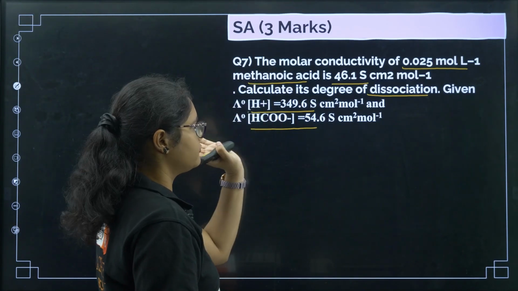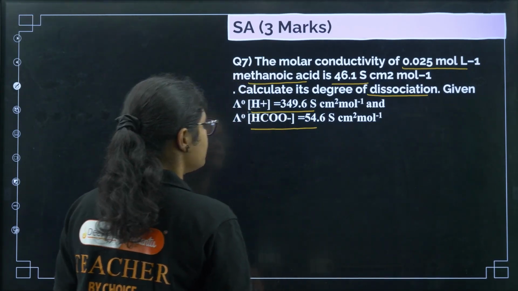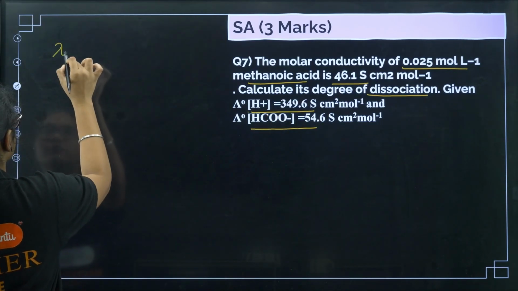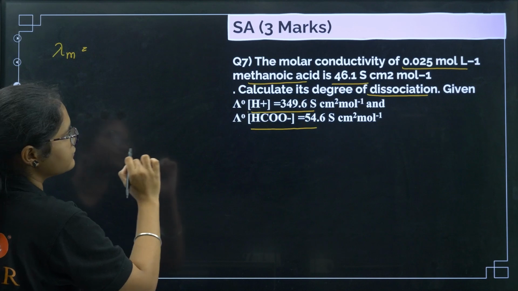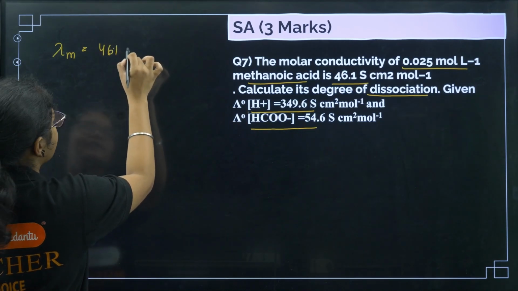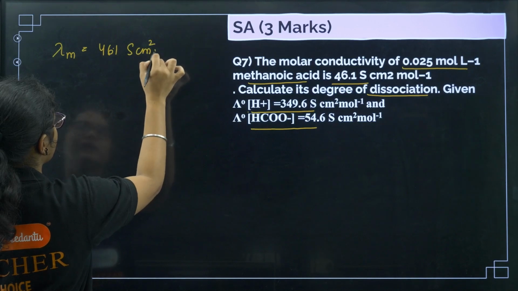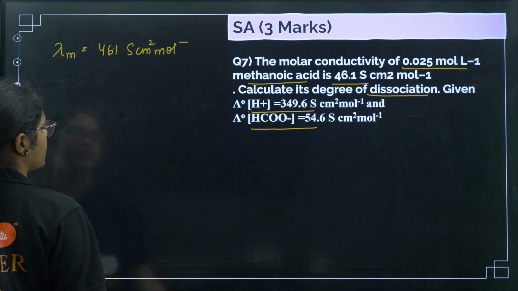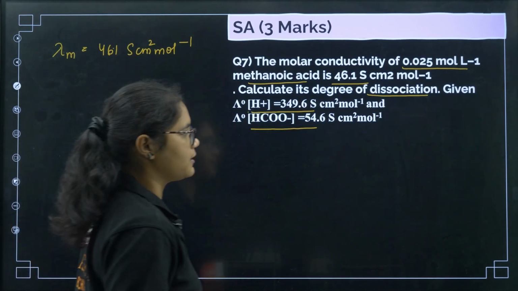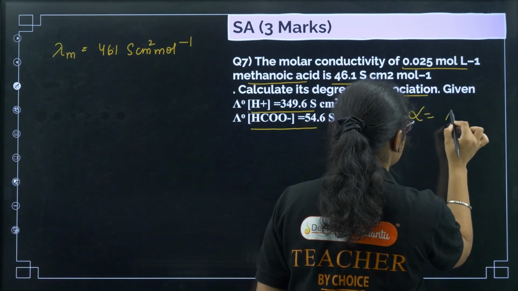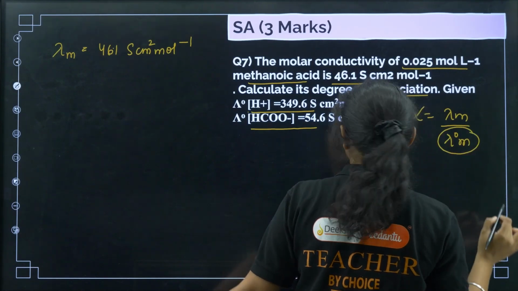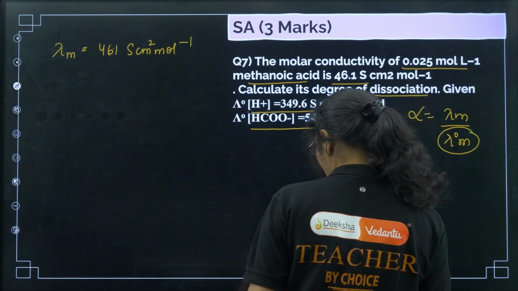Okay, first of all, see what data is given. We need the molar conductivity of methanoic acid. Molar conductivity, lambda m, is given as 46.1 S cm² mol⁻¹, and we need to calculate the degree of dissociation. If you remember, the degree of dissociation formula is what? Lambda m by lambda naught m, right? So lambda m value is given. Now I need the lambda naught m value.